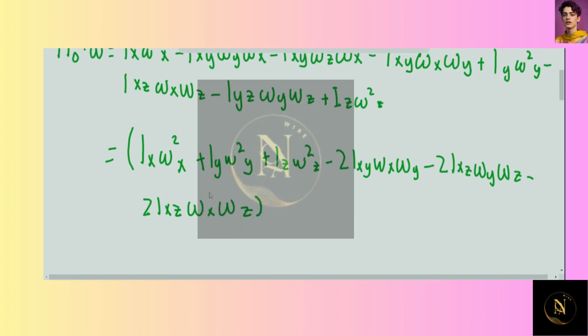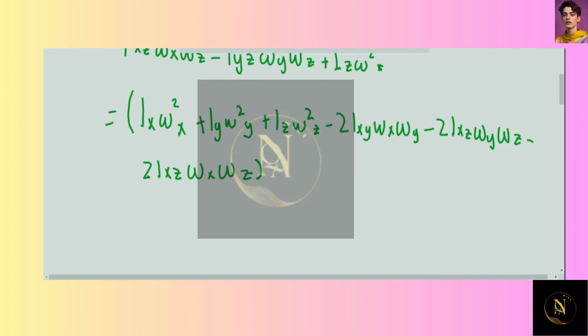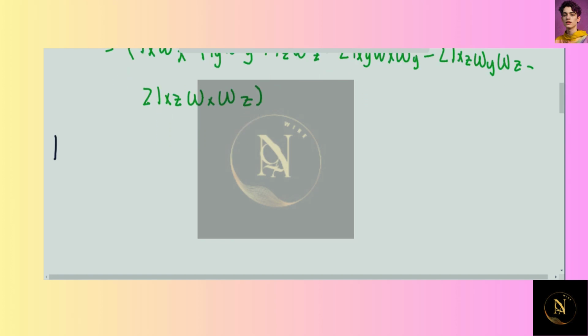So now that we have this, and knowing what the kinetic energy is equal to, we can now write that h of O dot omega is equal to 2T.